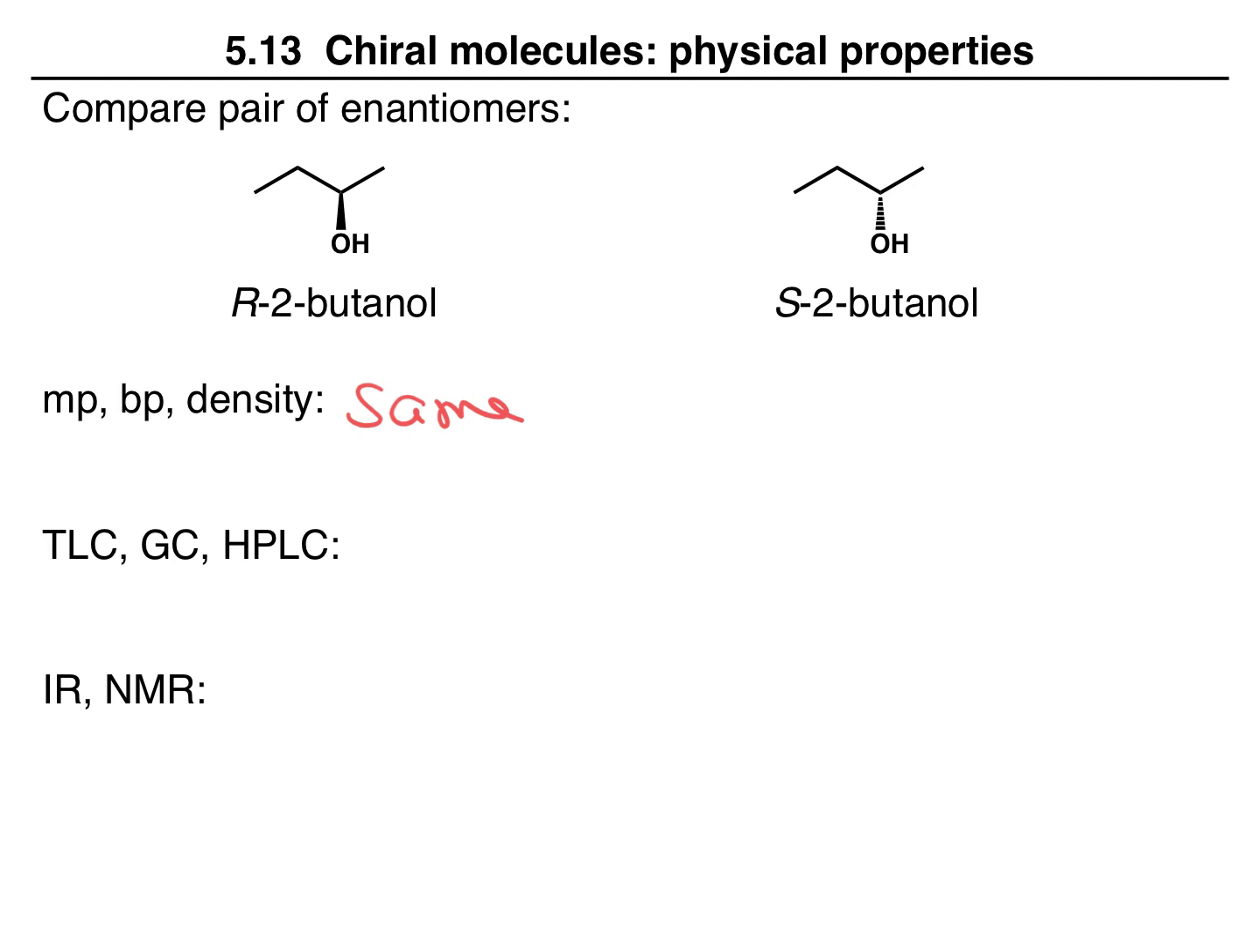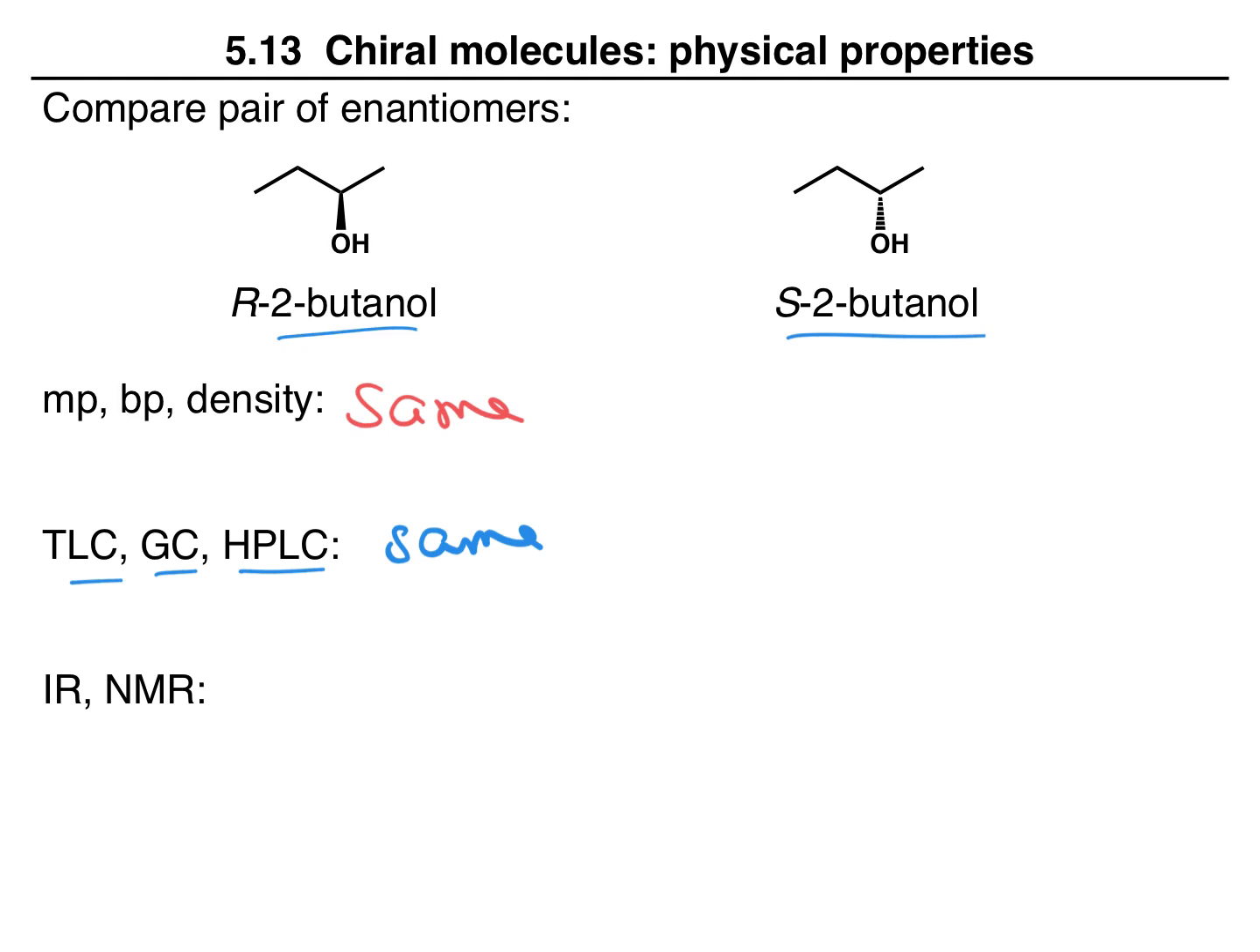If we think about thin layer chromatography, gas chromatography, or high pressure liquid chromatography, these are all based on interactions with an achiral stationary phase and mobile phase, and the emphasis is on differences in polarity in general. While the polarity of these two compounds is the same, so their behavior in TLC, GC, and HPLC will be the same. What about spectroscopic techniques such as IR and NMR spectroscopy?